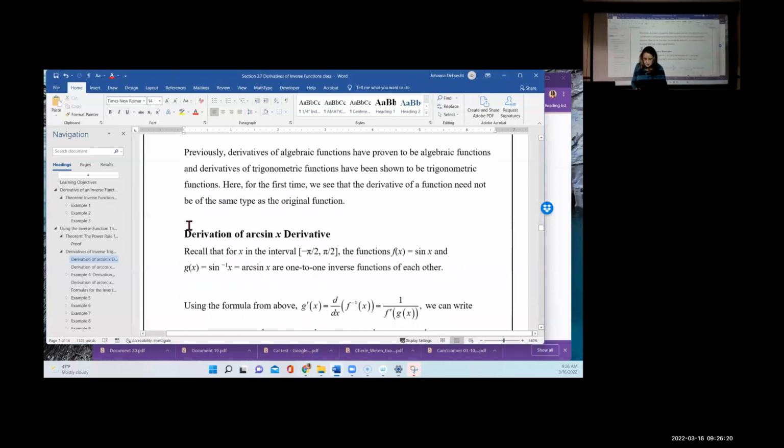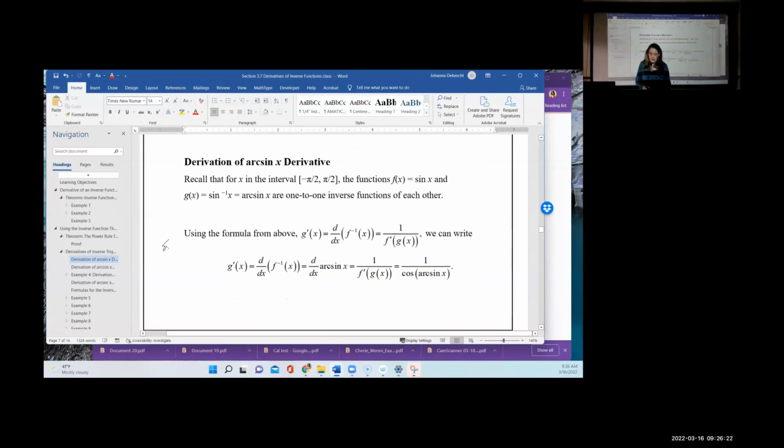So this is what's going to happen. We're going to start with arcsine, and we're going to derive the formula for the derivative of arcsine. So again, what we're trying to find is the derivative with respect to x of the arcsine of x. This is what we're trying to find. So we're going to apply the formula, and the formula is 1 over the derivative of the original function, for which this is the inverse, with the inverse function plugged inside of it.